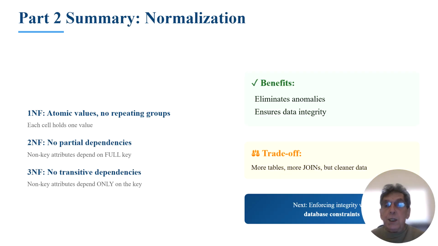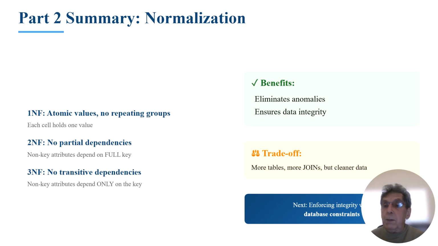Let's summarize the normalization process. First normal form ensures atomic values, eliminates repeating groups. Every cell holds one value. Every row is unique. This solves the problem of multi-valued attributes.